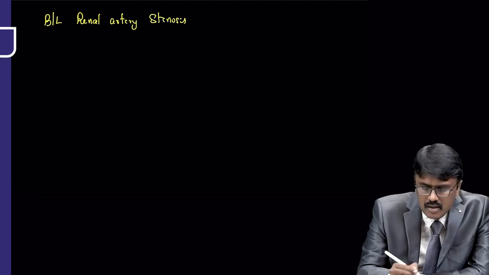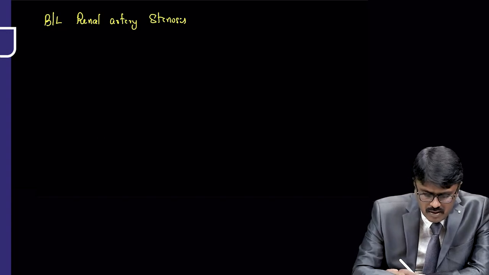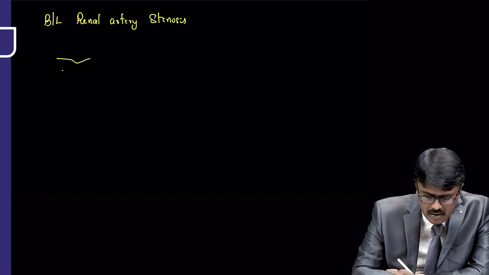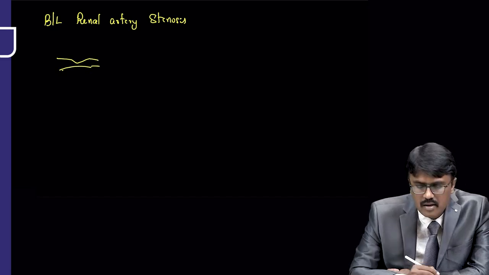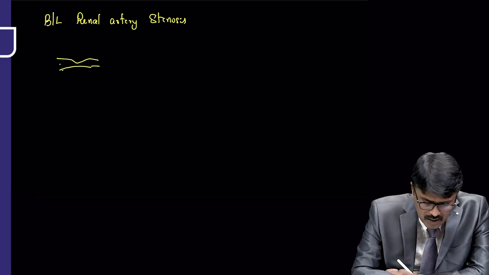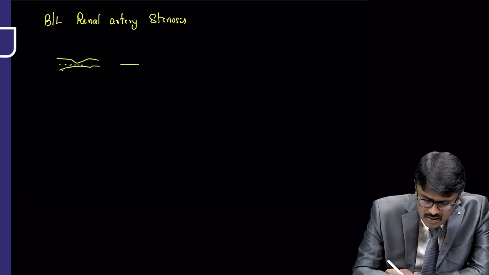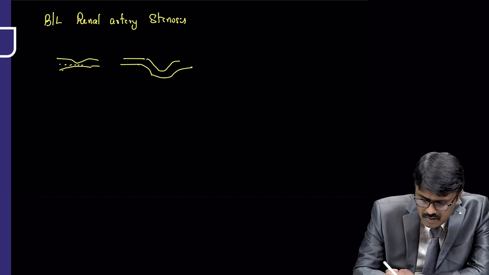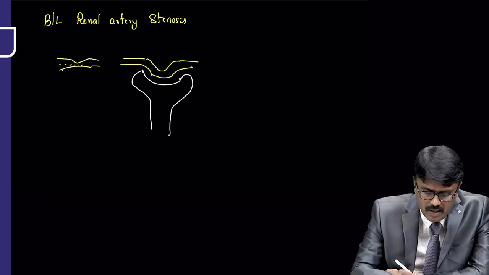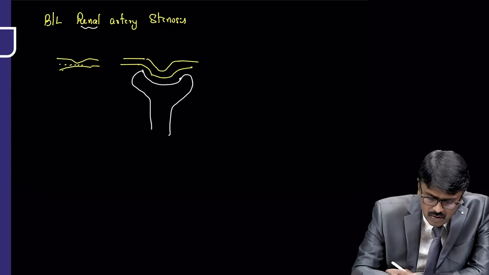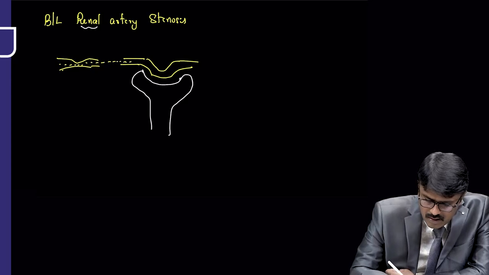So if there is bilateral renal artery stenosis, the problem is the afferent arteriole is receiving lesser blood because the artery supplying the kidneys is stenosed, so very little blood is coming. This is the afferent arteriole, this is the efferent arteriole, and this is the glomerulus. Now in bilateral renal artery stenosis, the amount of blood flowing is lesser and very little filtration is occurring.